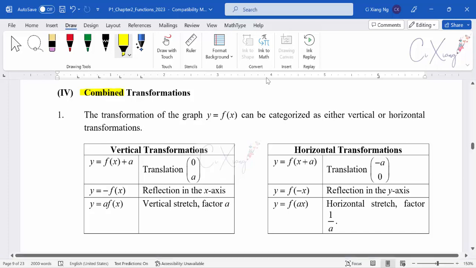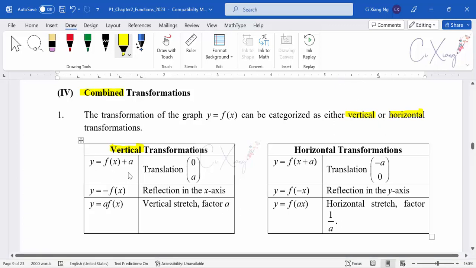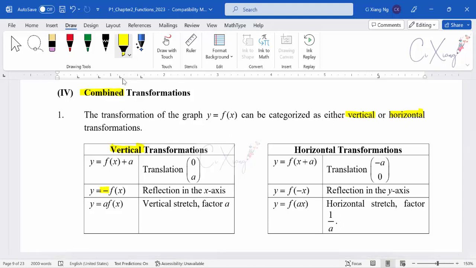In general, we categorize them as vertical or horizontal transformations. So what do we have in vertical transformations? In summary, if we have a plus a outside the basic function, it is a translation in the y direction, where the vector is (0, a). When you multiply by a negative outside the basic function, it is a reflection in the x-axis, an up-down reflection.